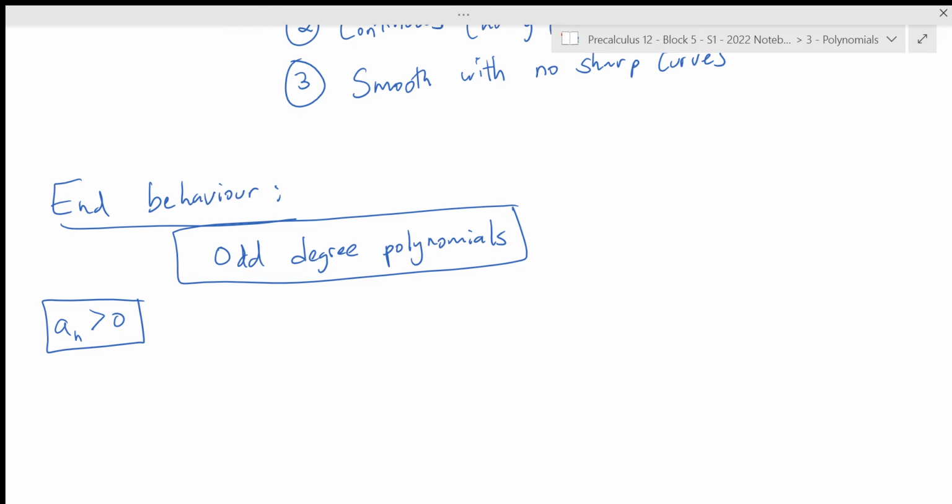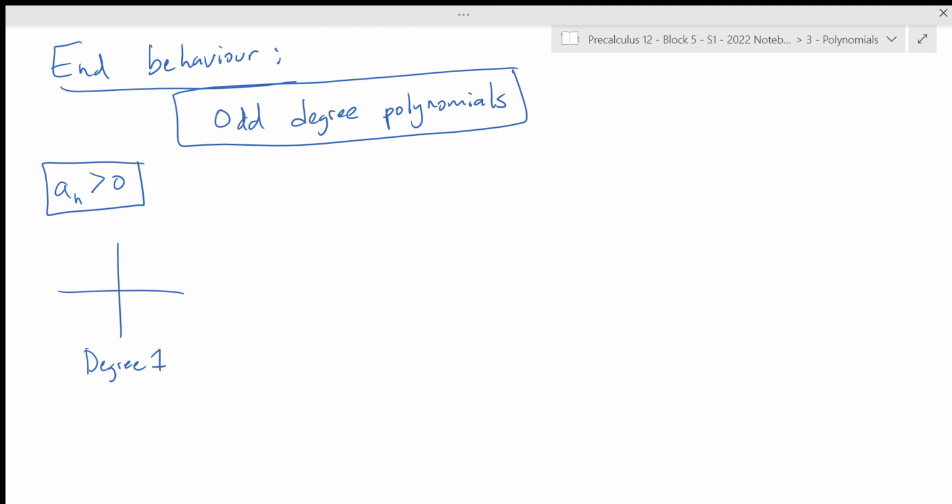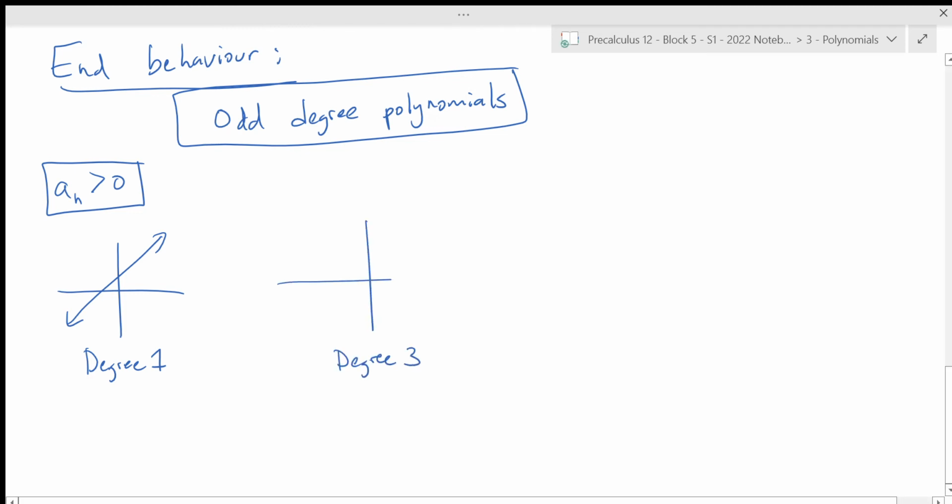Because as x gets bigger and bigger, like we talked about with rational functions, the lower degree terms stop making a difference because powers are really, really powerful. Okay, so let's take a look. We have a degree 1 function, and it goes like that. So it starts low, ends up high. If we have a degree 3, it might go something like this, but it's also going to start low and end high.